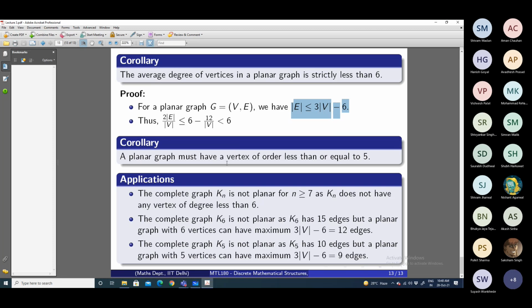Okay. So therefore, the average degree of vertices in a planar graph is strictly less than 6. And as a corollary, you can say that a planar graph must have a vertex of order less than or equal to 5. Why? If each vertex has degree greater than or equal to 6, then the average degree will be greater than or equal to 6. But we know that the average degree is strictly less than 6. Therefore, you must have at least one vertex whose degree is less than or equal to 5.